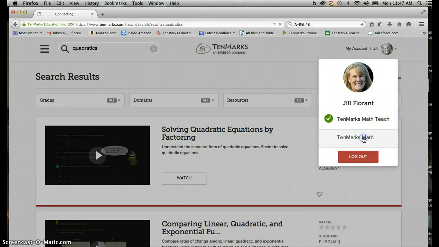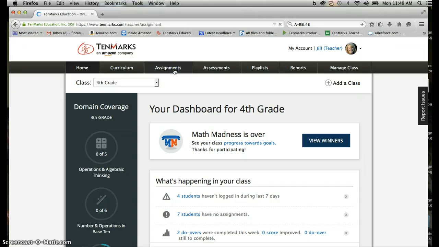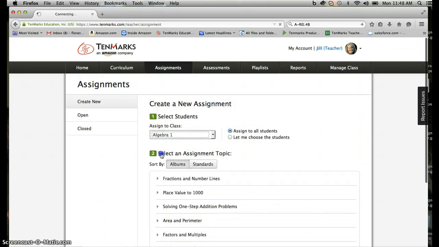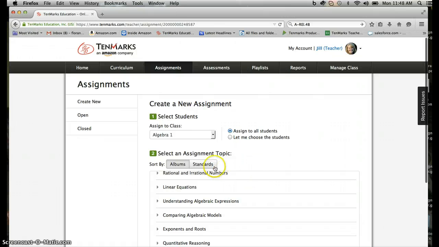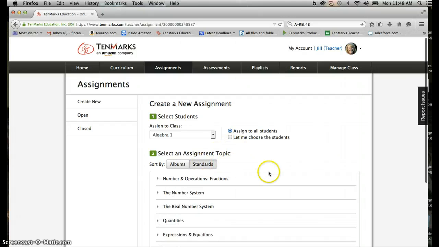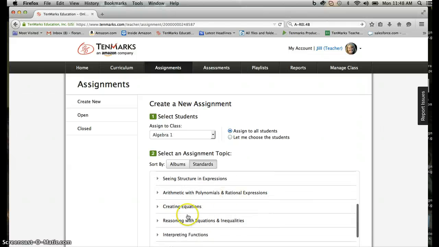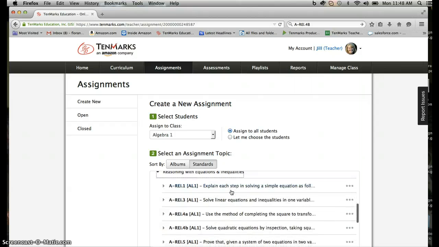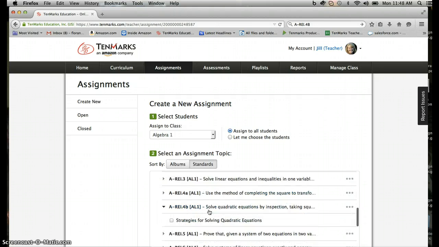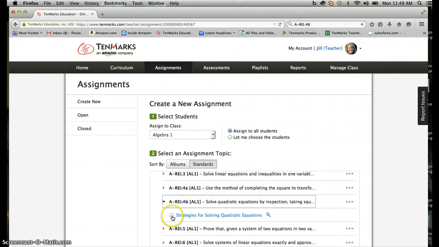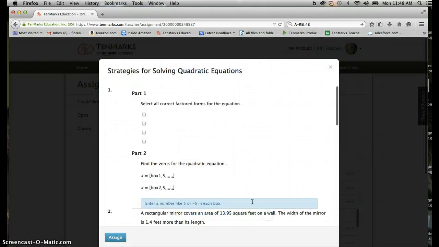I'm going to pop over to TenMarks Math, where I can go to my assignments and my algebra class. And now you can see how important that idea of what the specific topic is, because if I'm searching by standards, it doesn't say slope anywhere on this list, or I may have to go and find it, but reasoning with equations and inequalities is the expanded version of A-REI. So if I click here, now I'm going to be able to look and see, oh, A-REI-4B, this is going to give me that specific quadratic equation piece, and I can assign work to my students.